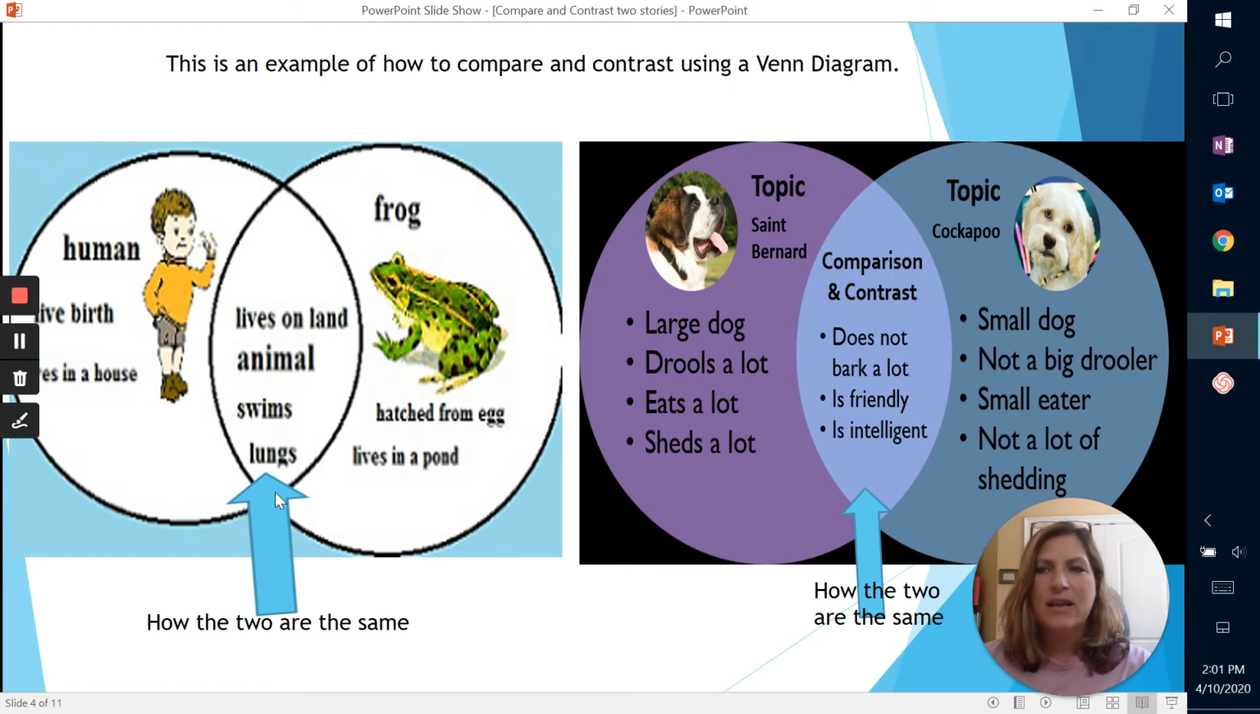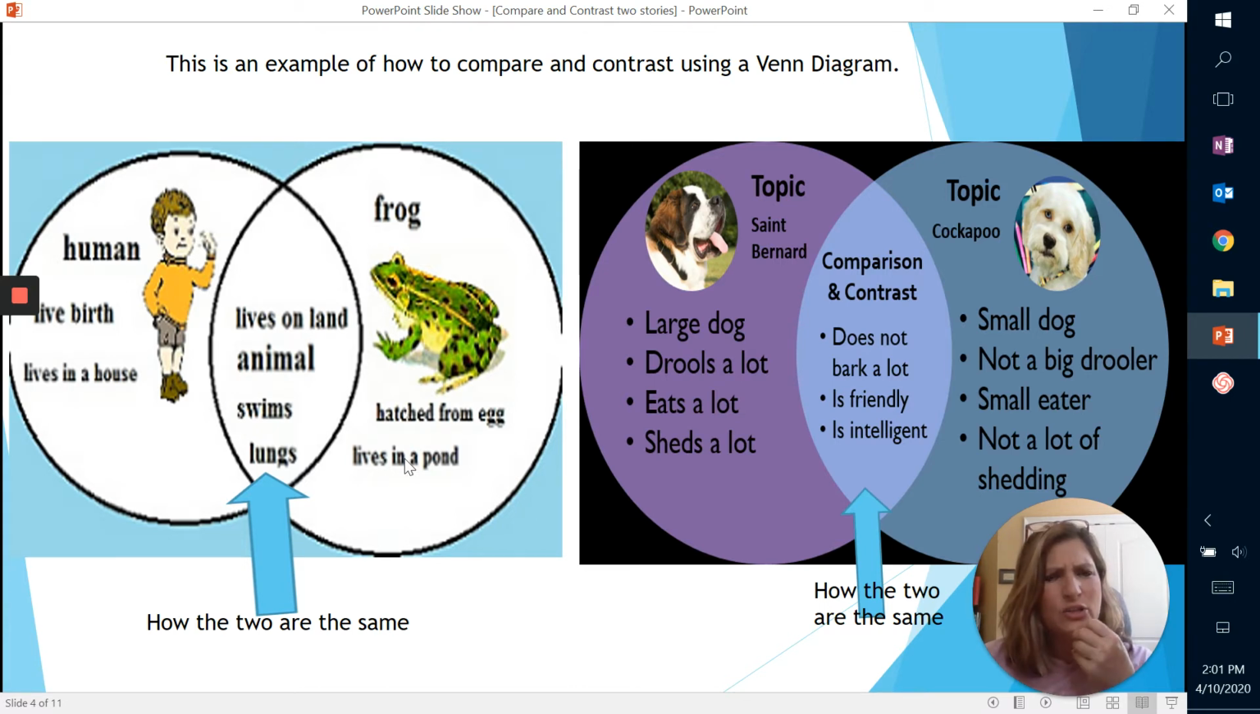So I have listed up here human and then frog. We have a visual of a little boy and a visual of a little frog. Now, a human is born live, whereas a frog is hatched from an egg. A human lives in a house, but a frog lives in a pond.